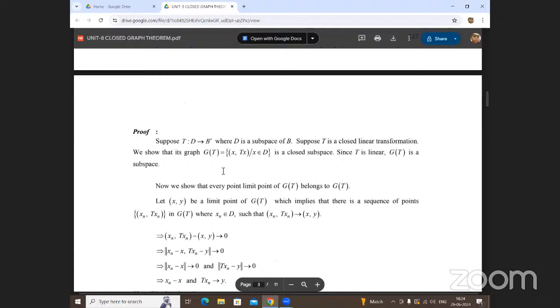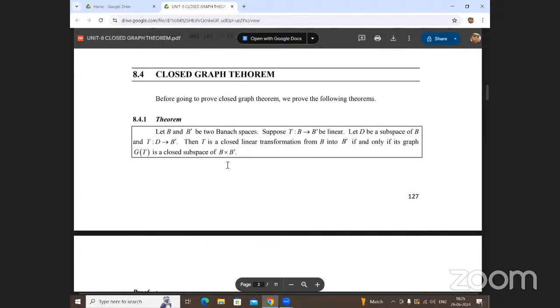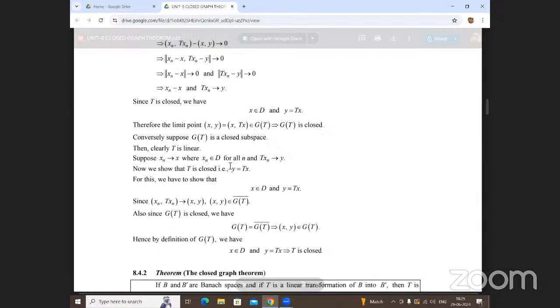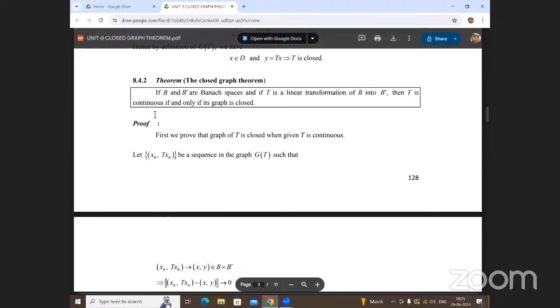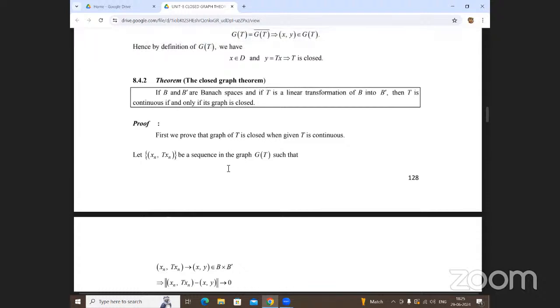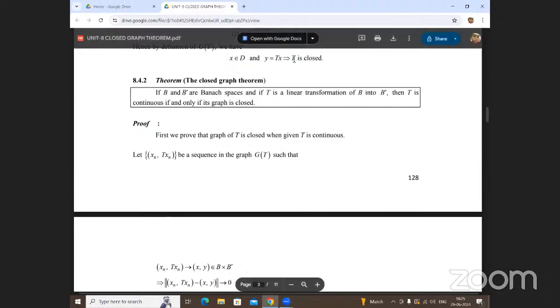So by the above theorem, according to this theorem, we will discuss the direct theorem, the closed graph theorem. In the examination, 8.4.2, this theorem is also asked as a direct theorem. State and prove the closed graph theorem means this proof is compulsory. You must submit it there. Now, by the above theorem, we will discuss the closed graph theorem.